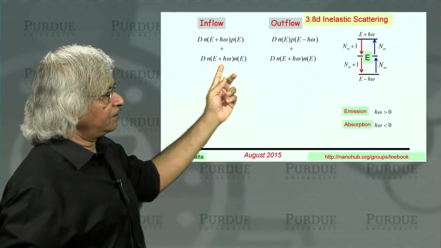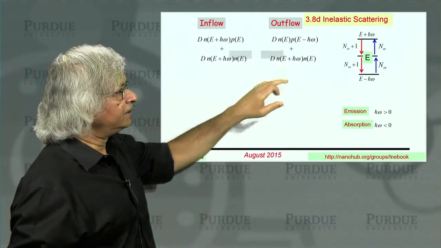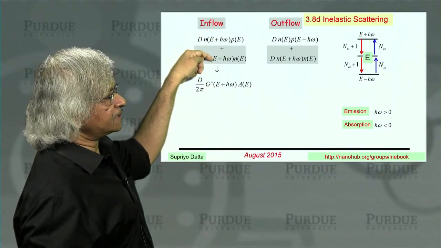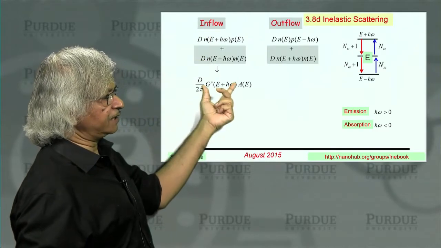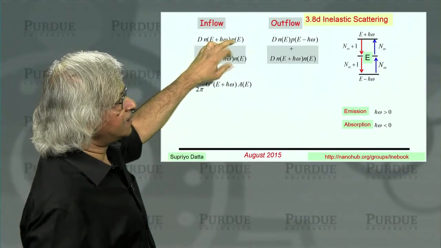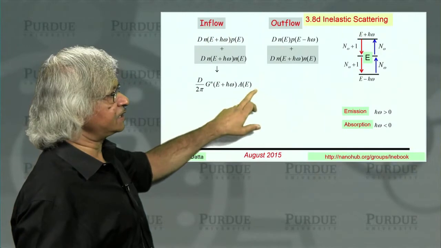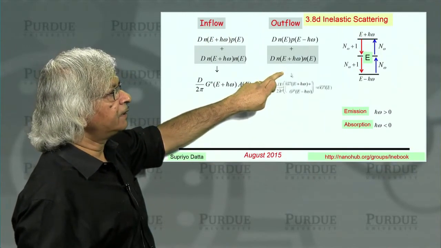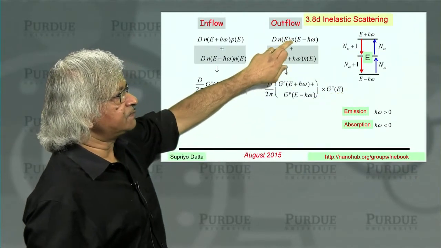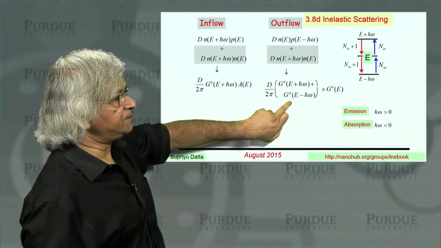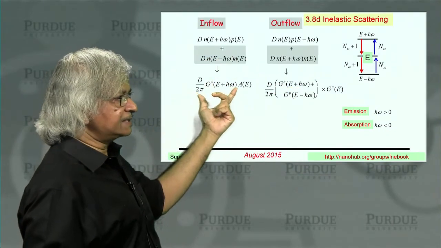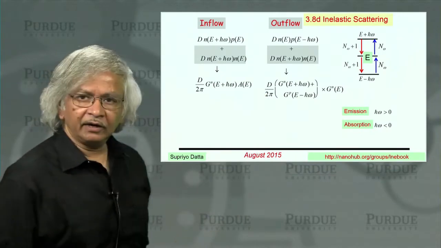Now, if you accept this, and I'll come back to it in a minute, then when I add those two terms, what I get is N of E plus h bar omega is common. So that's what I'm writing as Gn. And Gn is this matrix version of the electron density. And then you have P plus N. That's like the density of states. So that's A of E. Here, when I add them up, the N of E is common to both. So that I'm writing as Gn. But then you have this P at E minus h bar omega, that's Gp, and N at E plus h bar omega, that's Gn. So you then get these forms for the inflow and the outflow.